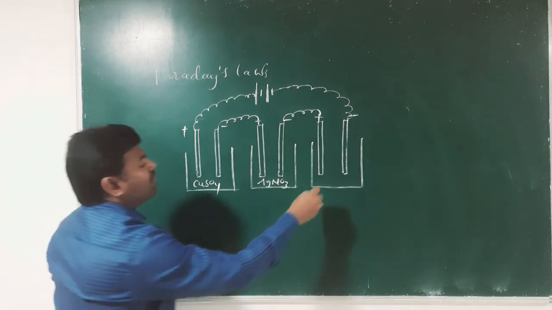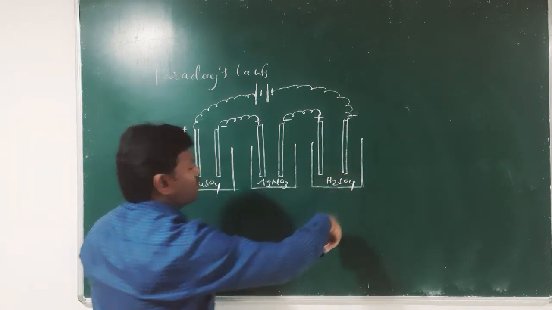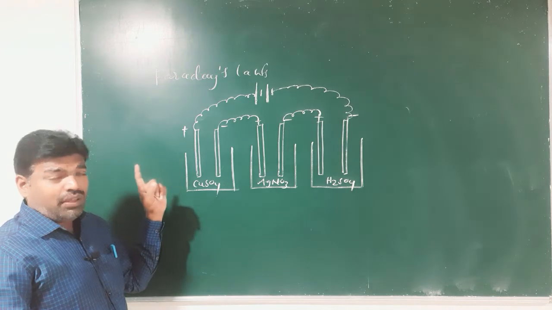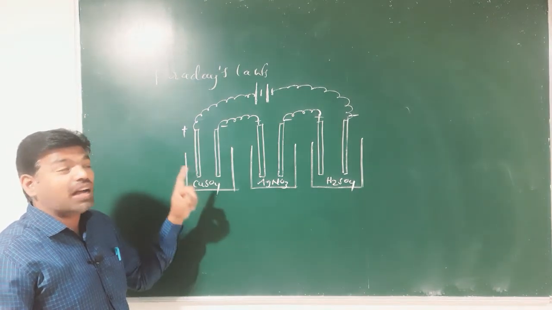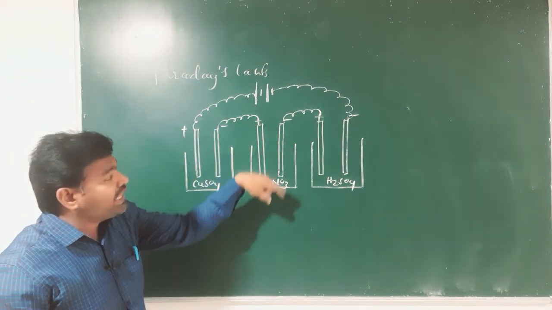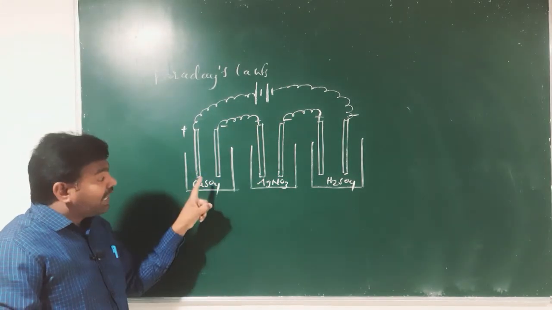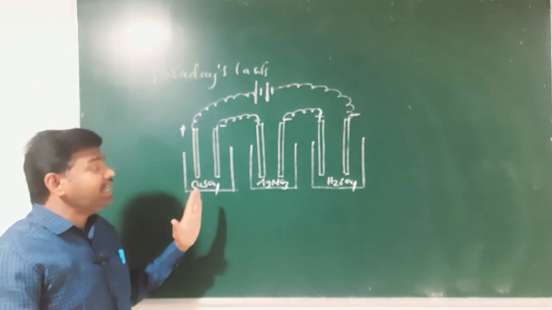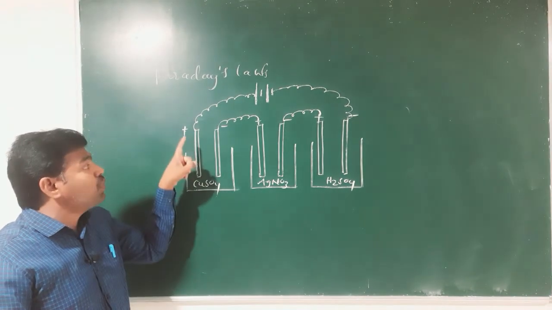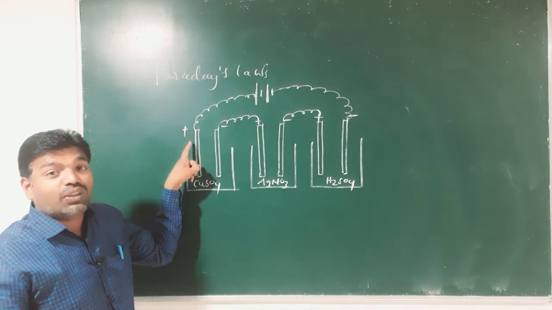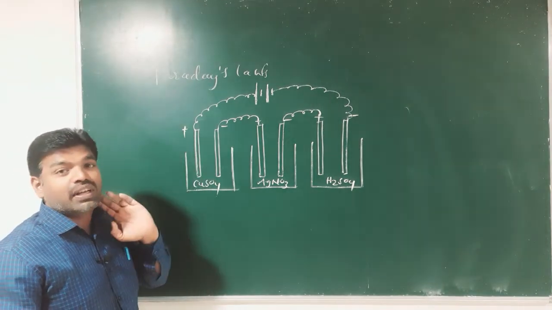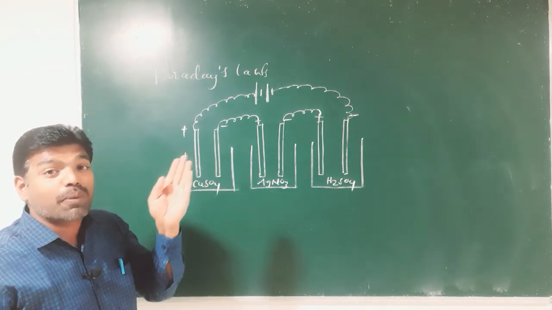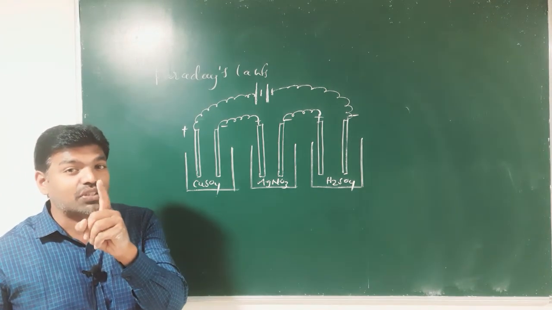Now we are taking 3 different electrolytes: copper sulphate, AgNO3, and H2SO4. So, according to the statement, if the same quantity of electricity passes through the different electrolytic cells connected in series containing different electrolytes, then the mass of substances deposited at the respective electrodes, that is cathode and anode, is directly proportional to the chemical equivalents of those substances.